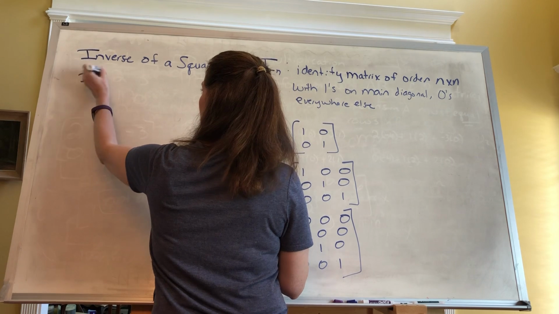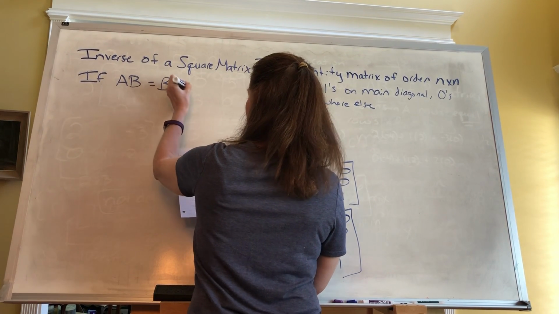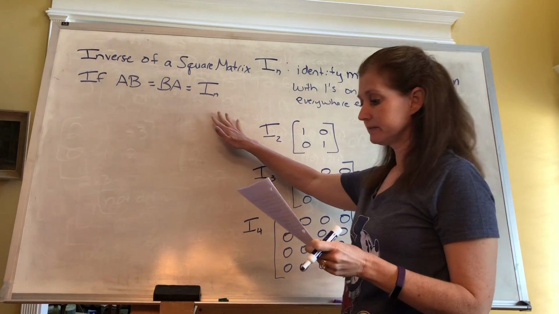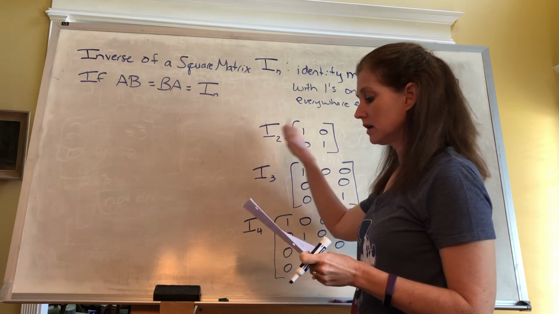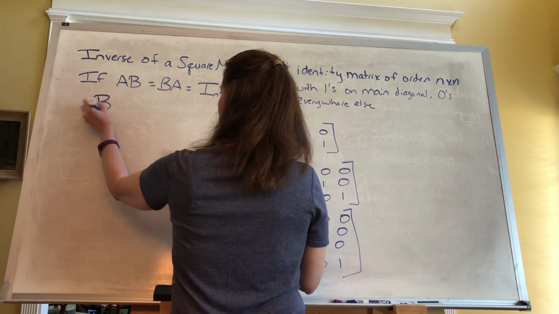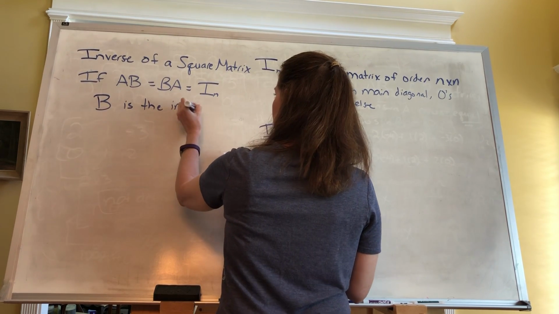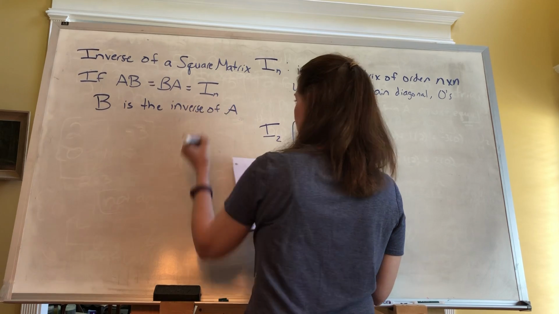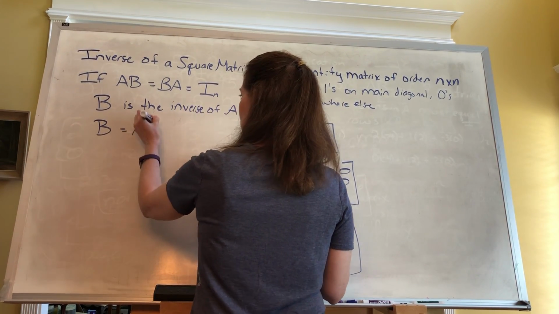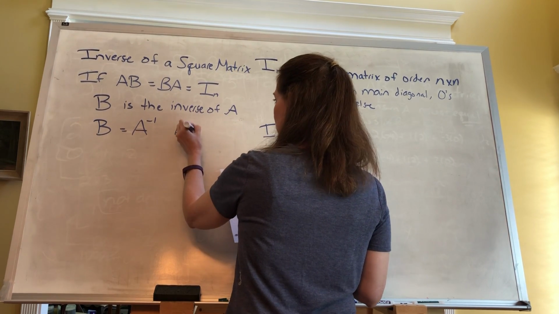Alright, so if AB equals BA, then it will come out to be an identity matrix, in that B is the inverse of A. We can also say that B looks like this: A to the negative 1, that is A inverse.